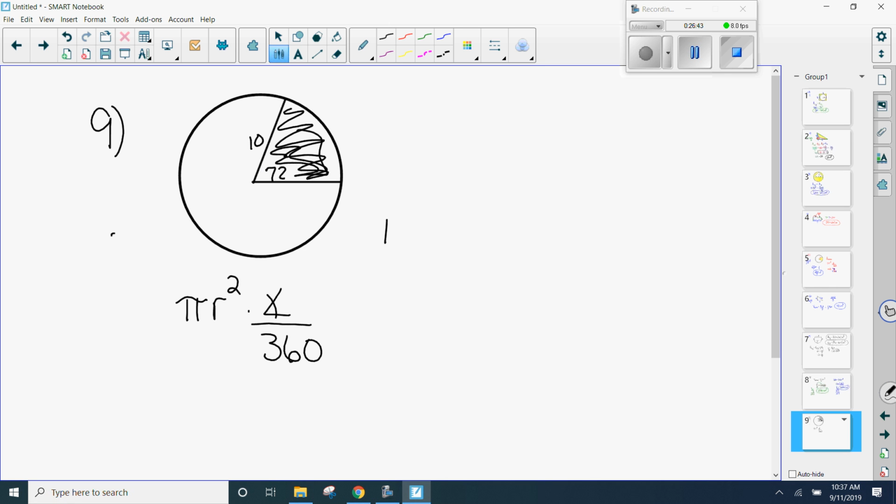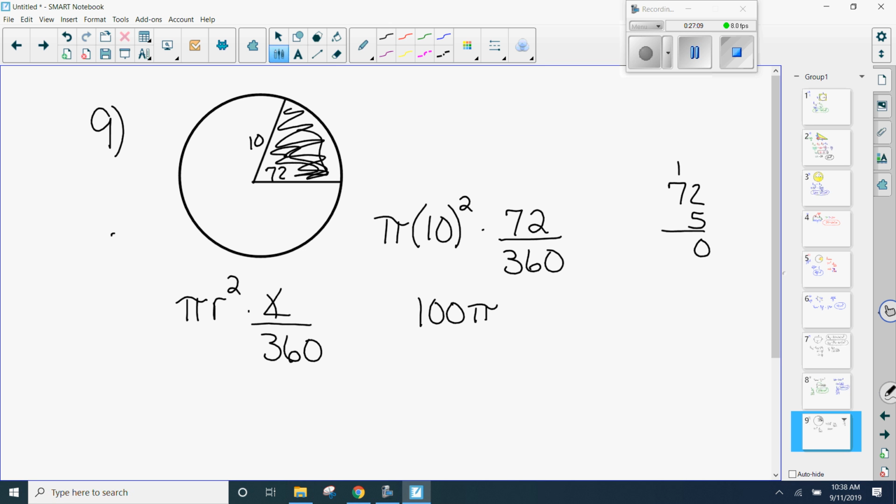So it's going to be pi, what's your radius? 10 squared, times the angle, which is 72 over 360. What is 10 squared? 100. So you have 100 pi. Now, does 72 go into 360? Yes. If you were to take 72 times 5, you get 360. So this reduces down to 1/5.